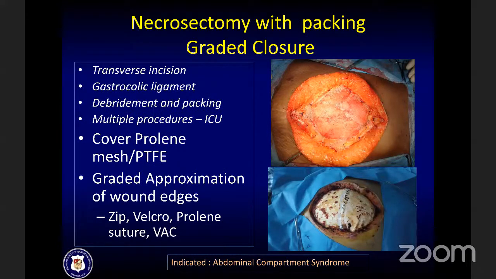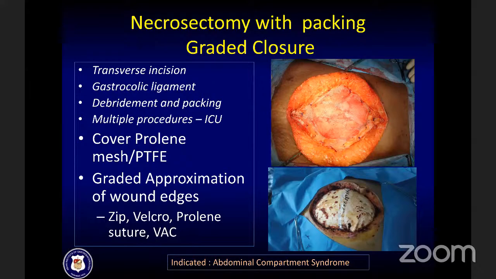This again is the same principle, but once the majority of the necrosis is removed, once the tissue edema has come down, we close the wounds by using either a mesh or a PTFE. So when you go in the next time, you open in the center and clear off the debris, and then you keep approximating these by using a zip or a Velcro, so that the wound slowly keeps coming closer, so that the sheets on both sides come closer.